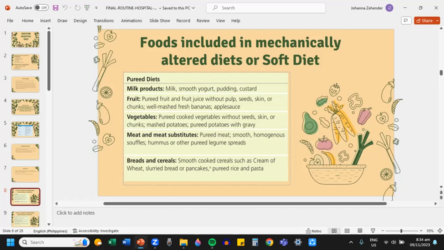Mashed potatoes, pureed potatoes with gravy. Now, as for meat and meat substitutes, we have pureed meat, smooth homogeneous soufflés, hummus or other pureed legume spreads. And for breads and cereals, smooth cooked cereals such as cream of wheat, slurried bread or pancakes, pureed rice, and pasta.